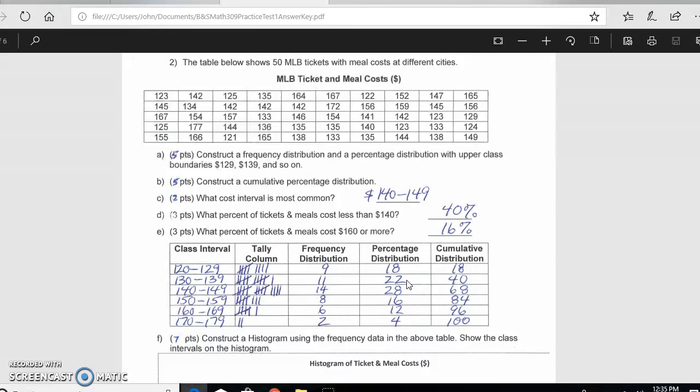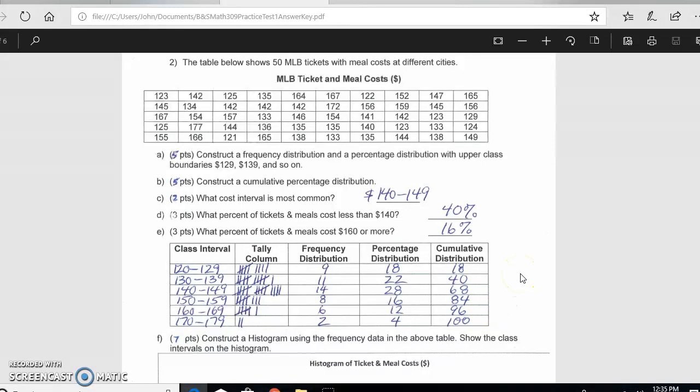We take 22% and add that onto the 18, and that gives us 40%. Then we take 28% and add that onto 40, and we have 68%. We take 16%, add it on to 68, and we have 84%, and so on. So we are accumulating the percentages as we work down through this column, and you should end up with 100% at the bottom of the column.